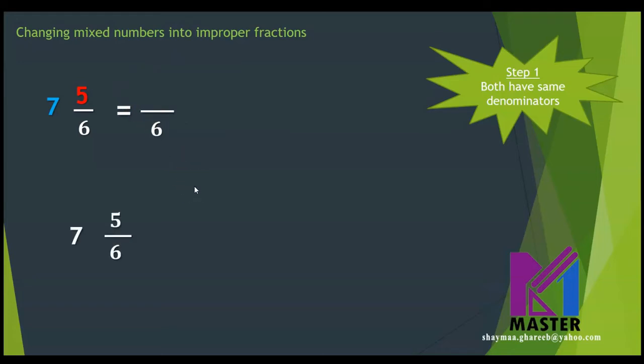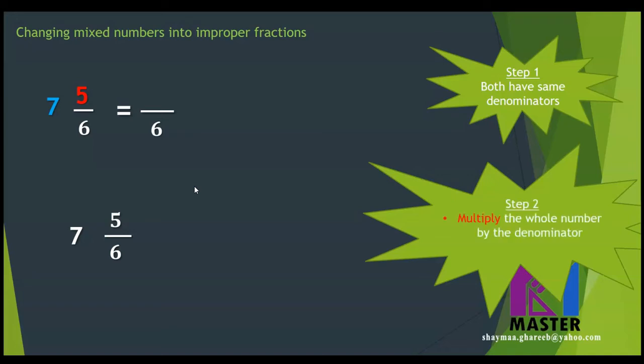I will do 2 steps. First, I will multiply the whole number by the denominator. So 7 times 6 equals 42. Then I will add the parts up, which is the 5, the numerator. So 42 plus 5 equals 47. So now I know the number of parts in total, all together. Is this clear? So 7 and 5 over 6 will equal 47 over 6.